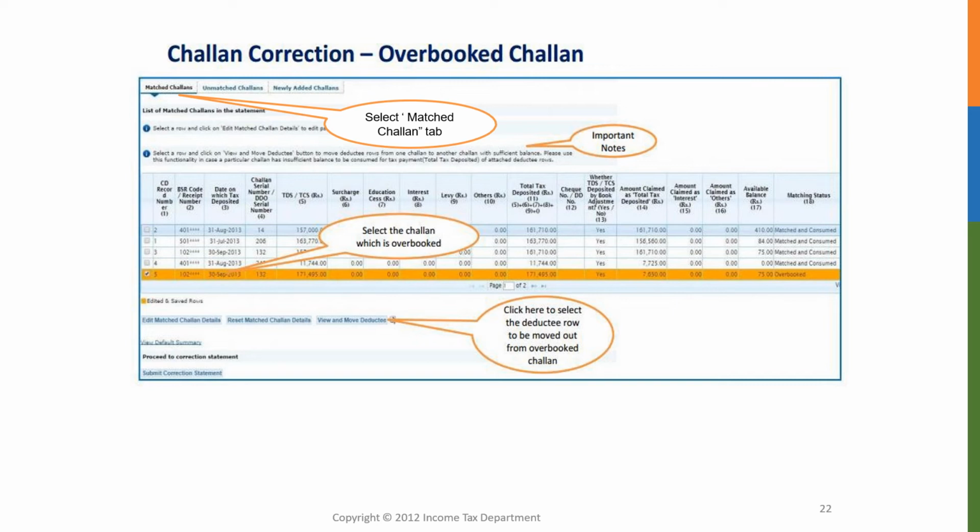As described earlier, matched challans are those which are matched as per the old task data and your TDS return. Now check the challan matching status in column number 18 and select the challan with status overbooked by clicking on the checkbox given. After selecting the challan, click on View and Move Deductee button.